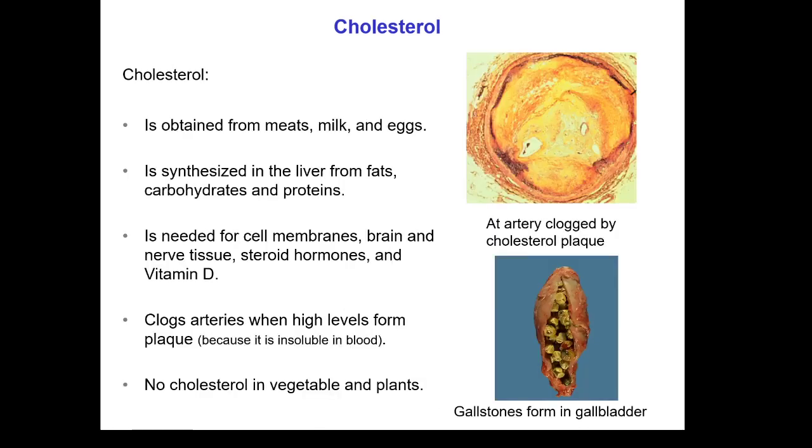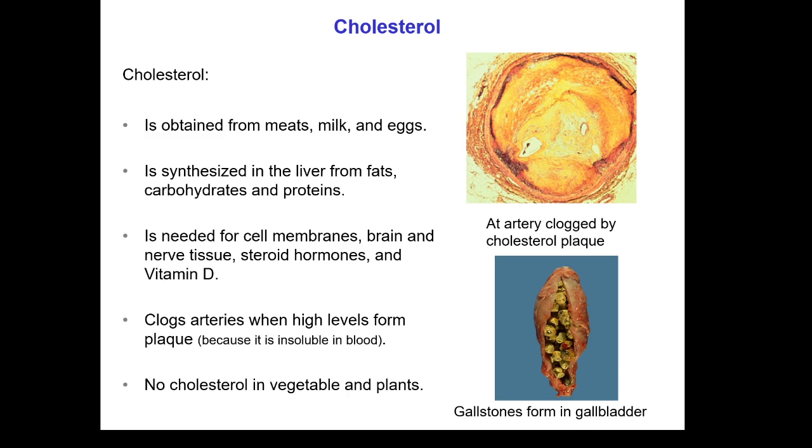Where do we get our cholesterol from? Meat, milk, eggs. Synthesized in the liver from our fats, carbohydrates, and proteins. So again, talked about it in the past. Hey, I cut out all my fats. What's going on here? Why are my lipids high? Why is my cholesterol high? Well, the reason being is your carbohydrates will then be turned into those.